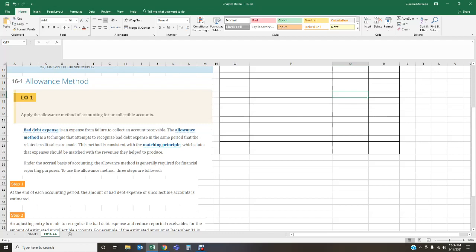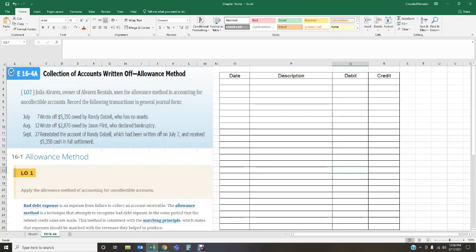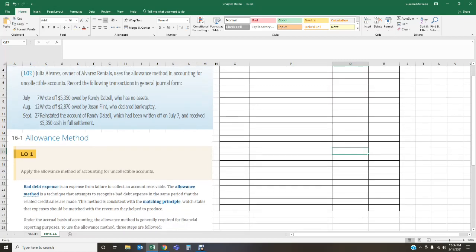So there's a section that talks about the allowance method, and from a student's perspective, when I'm working a problem, I like to go back and review the information for the specific section that is covered. So in this case, we're talking about the allowance method. I went into the book and I located the allowance method section.